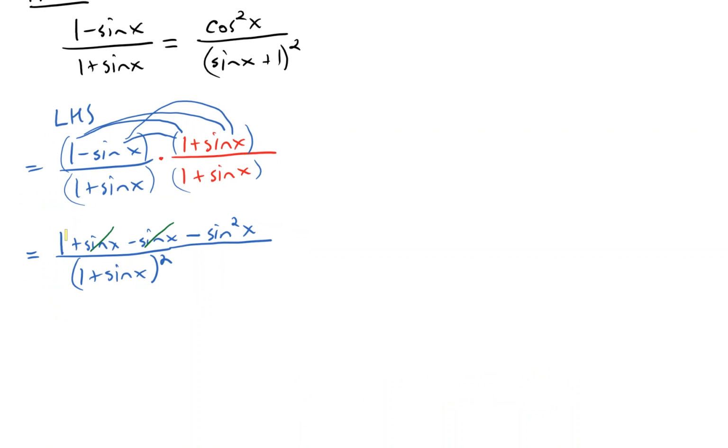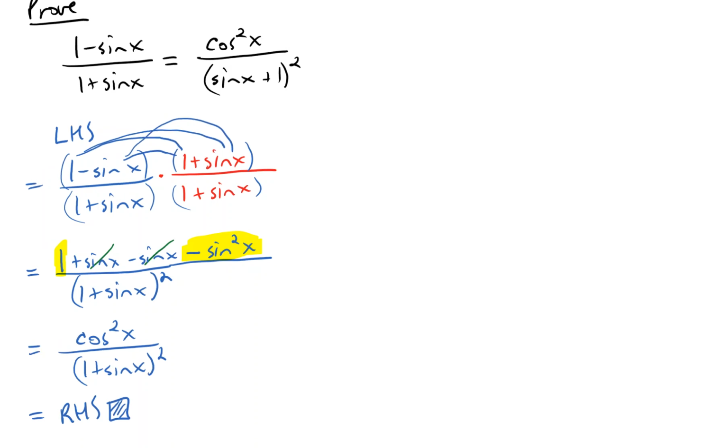And all that remains is 1 minus sine squared x, which we should recognize as being the same thing as cosine squared of x, which is what's on the right-hand side. Okay? So we end up with, on top, cosine squared of x. On bottom, we have 1 plus sine of x, quantity squared. And that is, in fact, the right-hand side. And that's the end of our proof. Okay? So we saw the power of conjugates there. Let's do another proof.